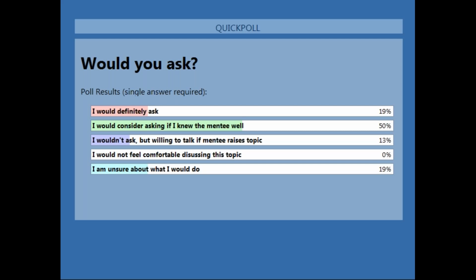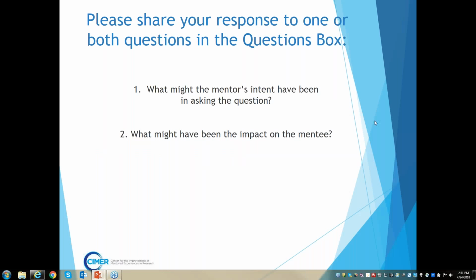I'll give you a minute to respond to that. Let me hide this poll. Give folks just a minute. Maybe we can get at least 3 or 4 people to respond in terms of, again, the intent of asking a question about a student's identity and how it impacts their experience, and the impact that it might have on the mentee, either positive or negative.